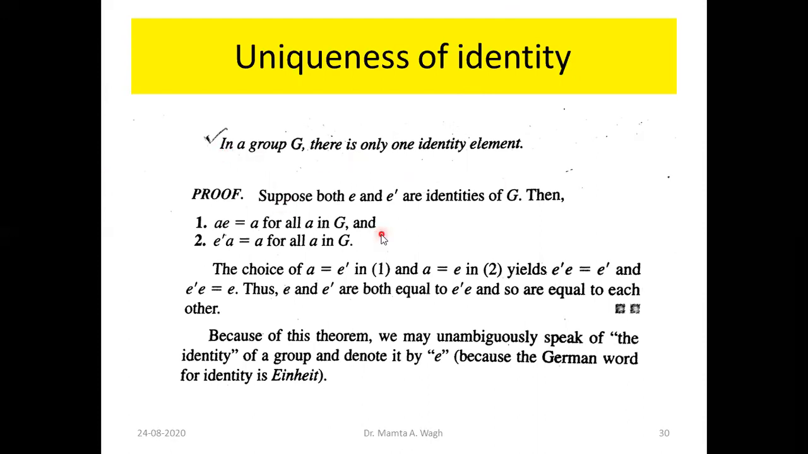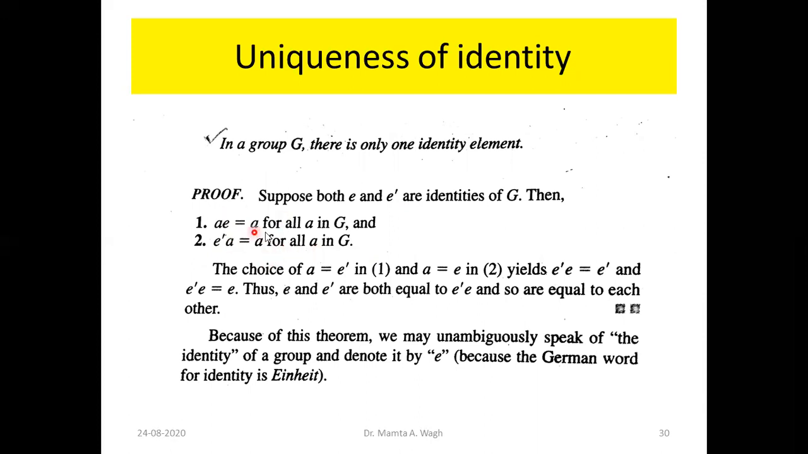Let us prove this. On the contrary, suppose that there are two identity elements, E and E dash. What is the property of an identity element? You multiply the identity element with any other element, then you will get the same element. Because E and E dash both are identity elements, A into E will be A, if I am multiplying the identity on the right, and E dash is also the identity, so E dash into A will be A. Both of these are true for all A in G.